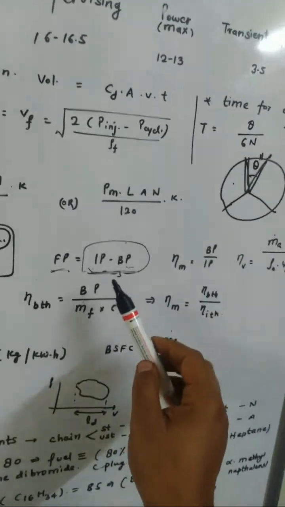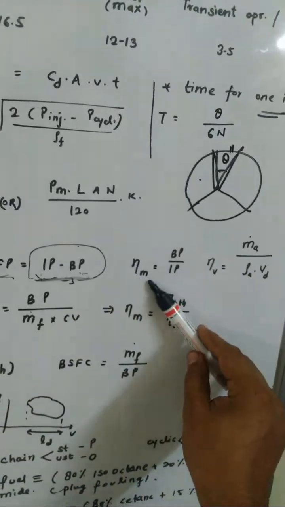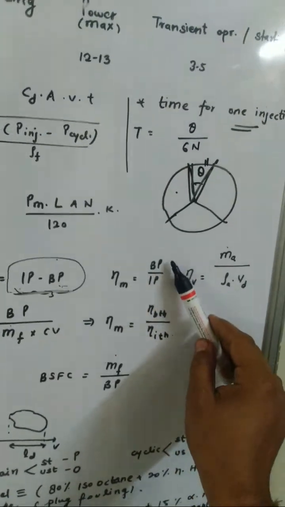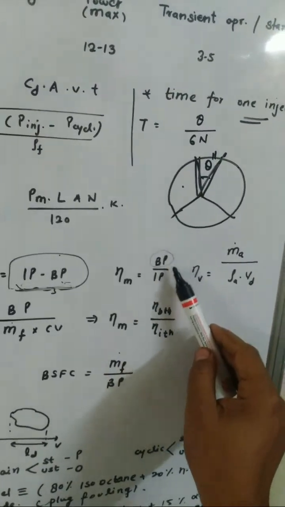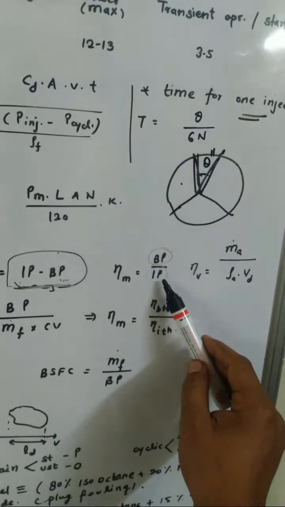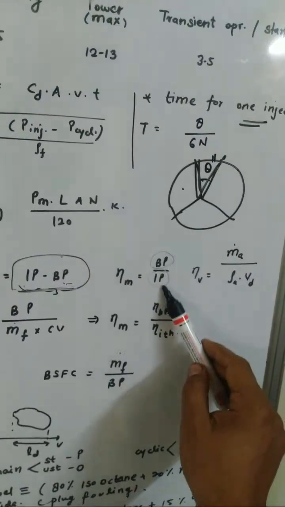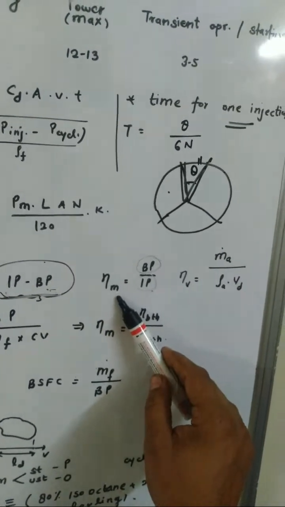Okay, and what is the mechanical efficiency? Mechanical efficiency is output divided by input. Output, what we are getting, is brake power. Input, what the engine is producing, is indicated power. So the ratio is the mechanical efficiency.